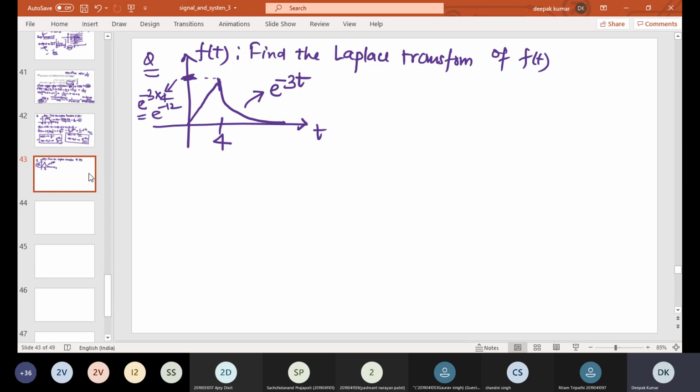See how to represent this signal in terms of known functions. f of t is equal to, this is a straight line drawn from 0 to 4 seconds. So we have to join another lecture. Okay, no problem. Do this question as homework.